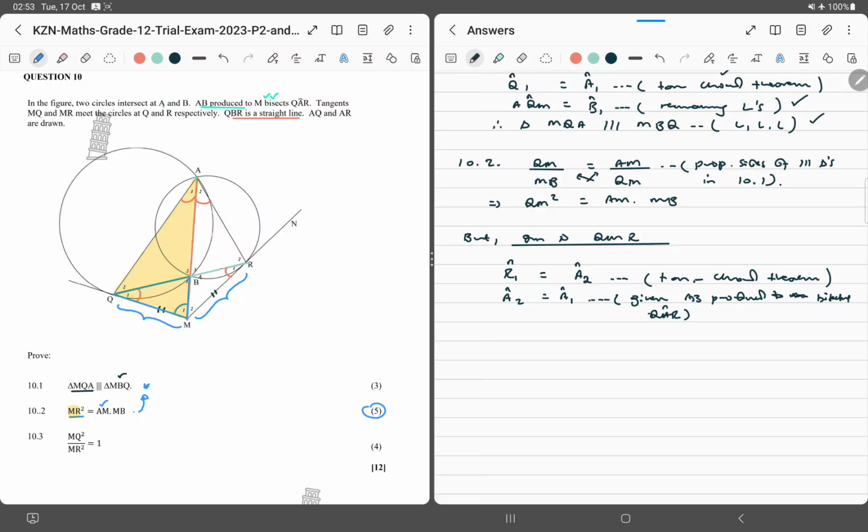And what is the next piece of work that we want? We can say, we also know that Q1 is equal to angle A1. Again, tan chord theorem. We can now make a conclusion, therefore, angle Q1 is essentially equal to angle R1, is equal to angle A1. Because that is the link between these ones. They are equal to angle A1.